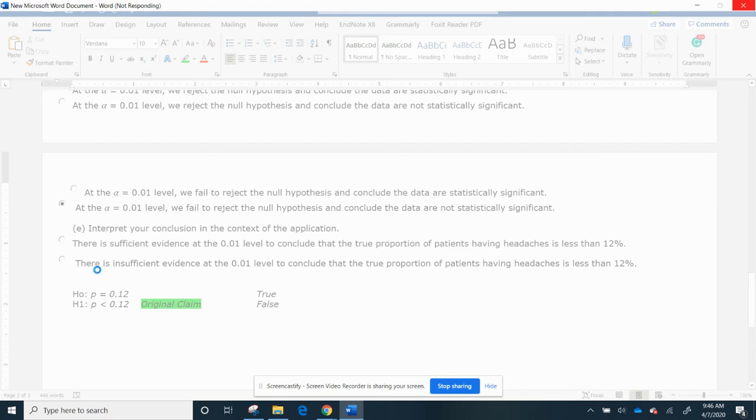So it's here. It's this last one, if you can see it: there is insufficient evidence at the 0.01 level to conclude. Why? Because I didn't support my original claim.